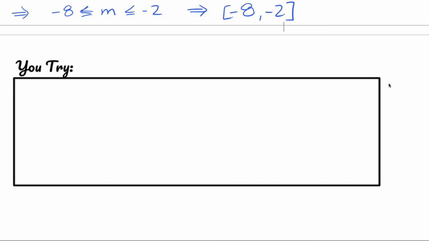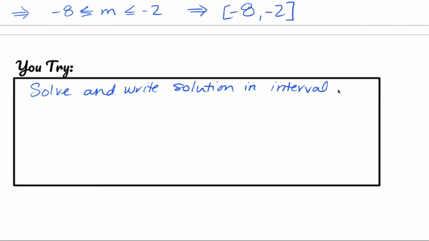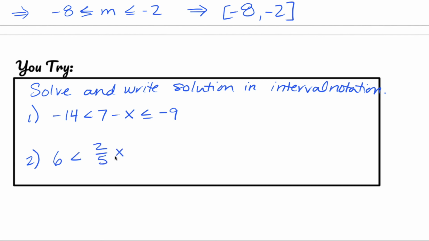Before going on to the next video, I'd like for you to try 2 problems. I want you to solve and write the solution in interval notation. Problem 1, negative 14 less than 7 minus x less than or equal to negative 9. Problem 2, 6 less than 2/5 x less than 20. Try both of those, bring those solutions to class, and we will see how you did.